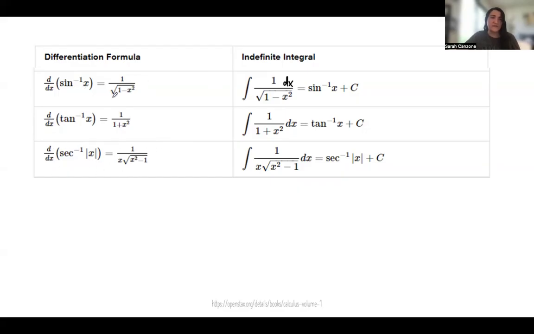Maybe not so much a secant one, but definitely the inverse sine and the inverse tangent especially. So if you ever see 1 over 1 plus x squared, know that that's arctan. Because that does come up. There's something called trig substitution, and this will come up when we have to do stuff like that. Not in this course, but in a further course.